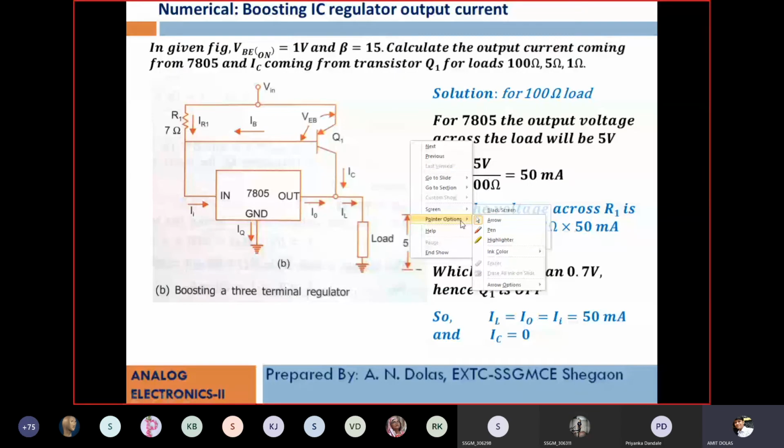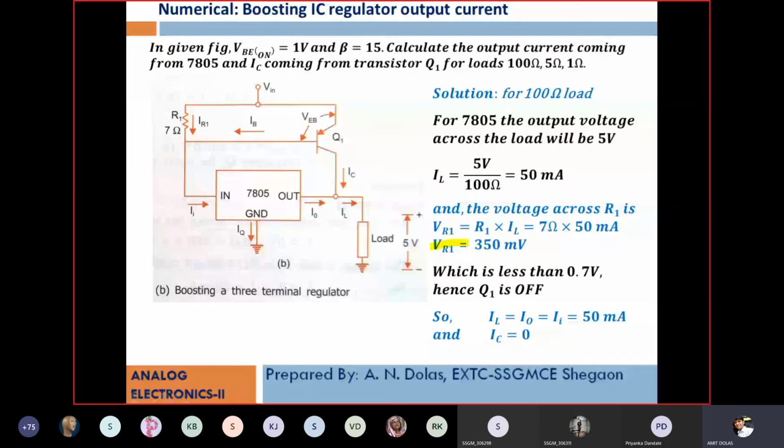Only 350 millivolt, which is 0.35 volt, is not sufficient to drive this transistor Q1. So VBE of Q1 is less than 0.7, and of course Q1 will be off. Therefore, as Q1 is off, it is an open switch, and as it is an open switch, the collector current will be equal to 0.